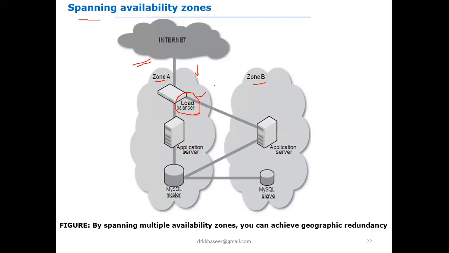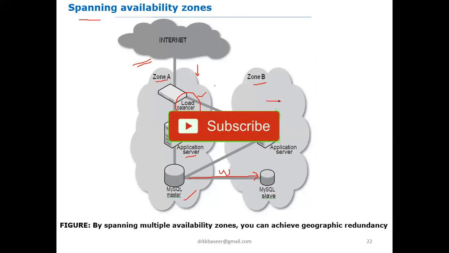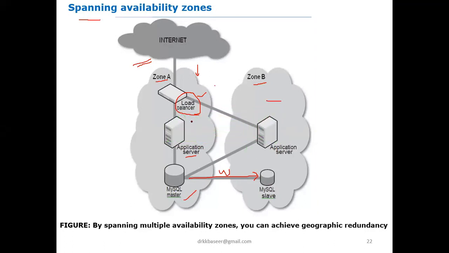Here we also have the application server and the MySQL master. If you see the figure, whatever actions the master does, automatically the slave will do the same; the write operations are replicated on the slave. If any failure occurs in zone A, zone B has to take care automatically. The one who takes care of that is the load balancer. If you observe the figure, in zone B we don't have any load balancer, because any number of zones can be there, but only one load balancer has to take care of them.